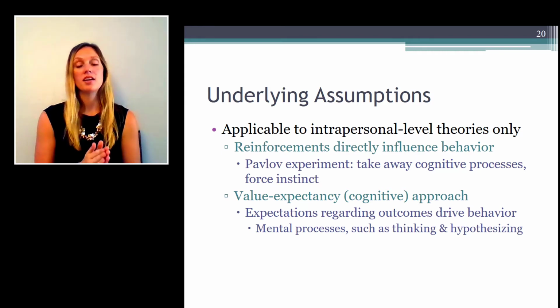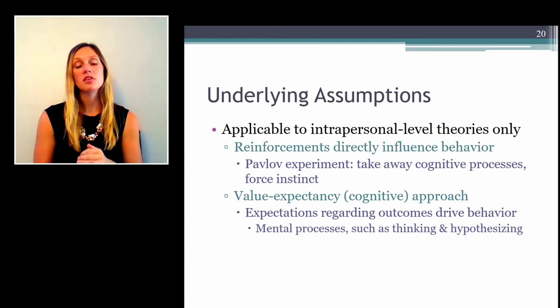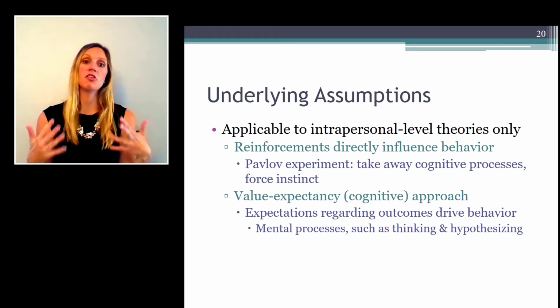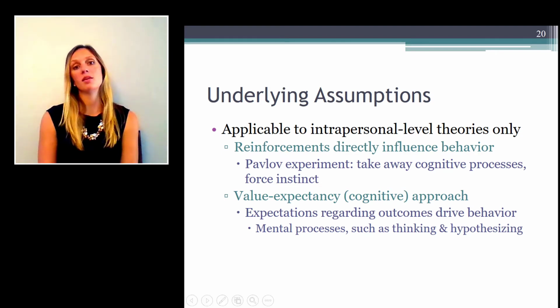Now, in contrast, the other type of intrapersonal level theory are called value expectancy or cognitive theories. And these are theories that recognize that a lot of thought and consideration goes into an individual's decision to engage in a behavior. So it's not just an instinct. People actually think about behavior and make a conscious decision about whether or not to engage in that behavior.